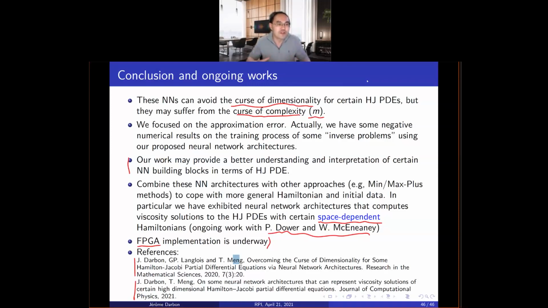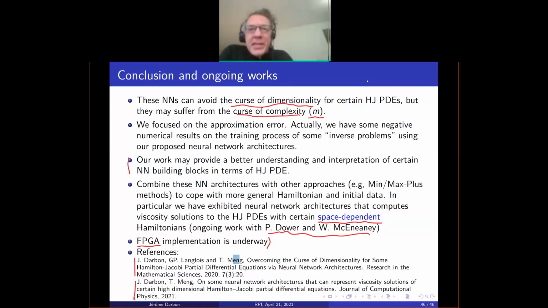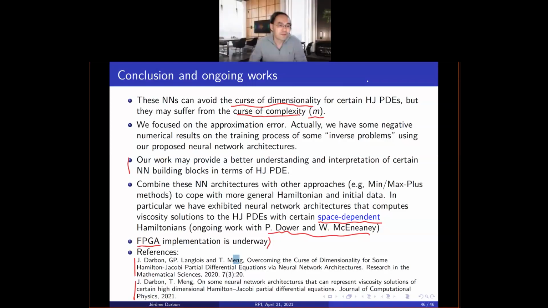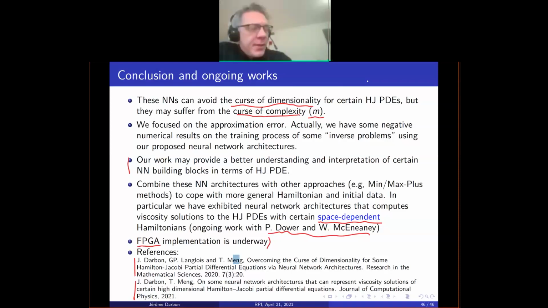It will depend on the initial data and the Hamiltonian. Let me be clear. Given an architecture, you can always find a Hamiltonian where you're going to lose, right? And then you say that architecture is terrible for approximating that class of Hamiltonians.